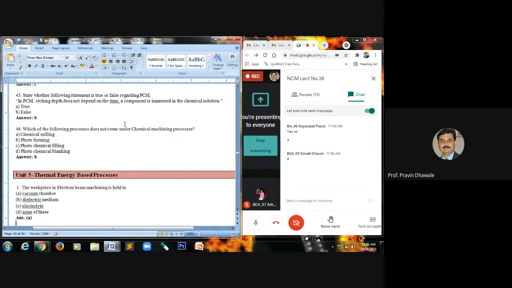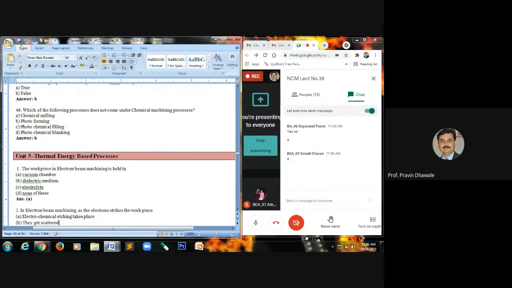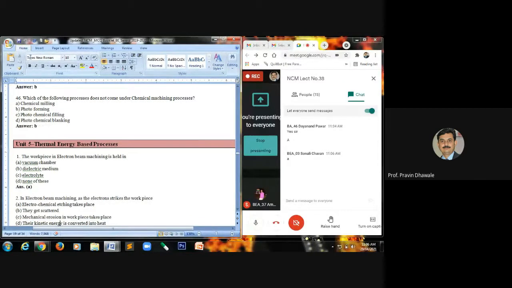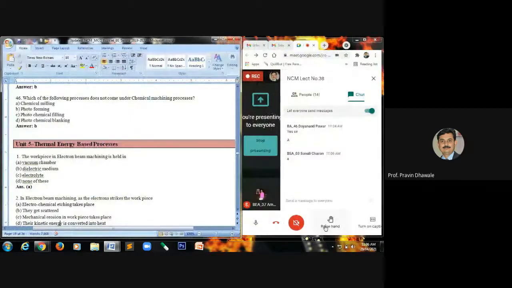Now next. In electron beam machining, EBM, as the electrons strike the workpiece, first option, electrochemical etching takes place; they get scattered; mechanical erosion in the workpiece takes place. Here kinetic energy is converted into heat energy. What will be the correct option?